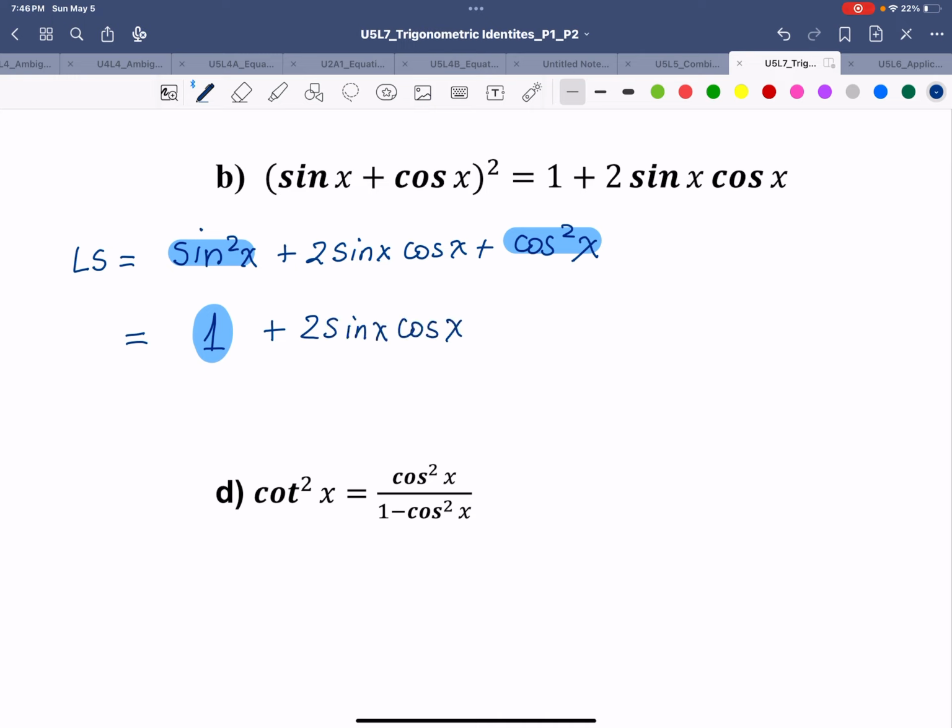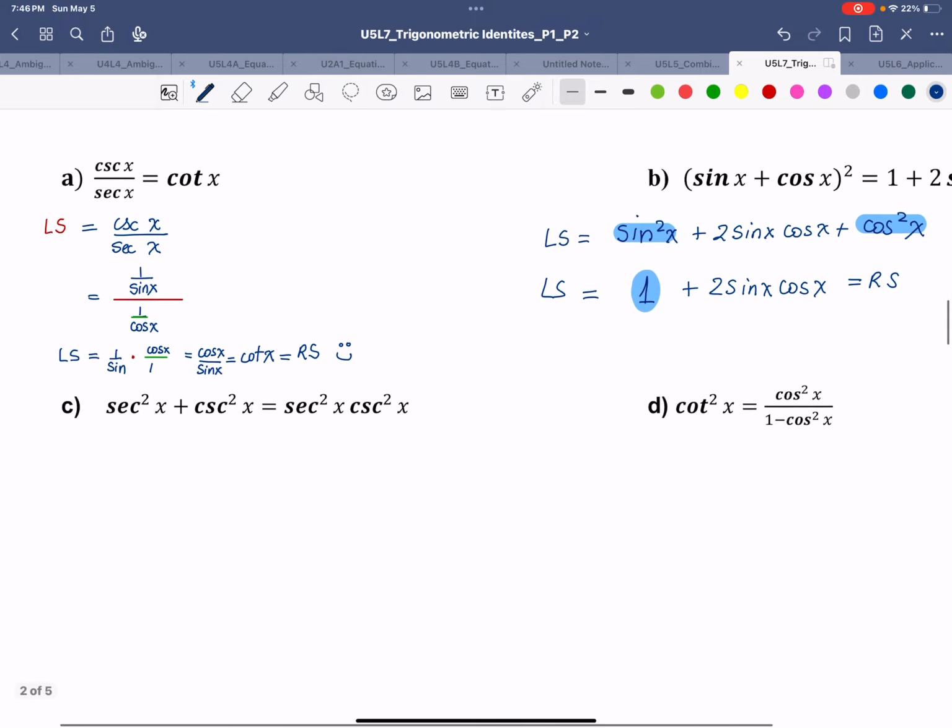Oh, that was very quick actually. That is exactly equal to the right side. So we're going to say that identity is proved. Let's move on to one more example.